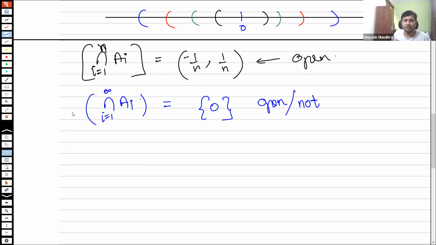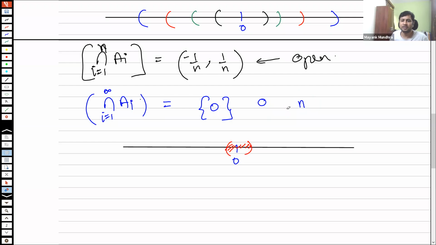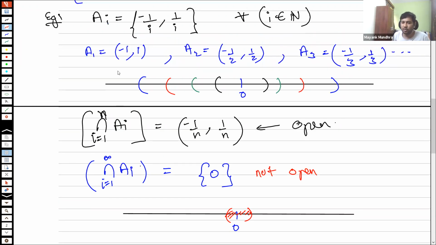So you're correct. Why is it not open? Because if I construct a real line and I put the number 0 on it, just the number 0, the idea is that you should be able to construct a neighborhood which is contained inside the set. No matter what neighborhood you construct on both sides, the neighborhood is going to go outside the set. So this is not open. The infinite intersection of these sets is a singleton point 0, and this singleton point 0 is not an open set. I hope everybody gets this example.